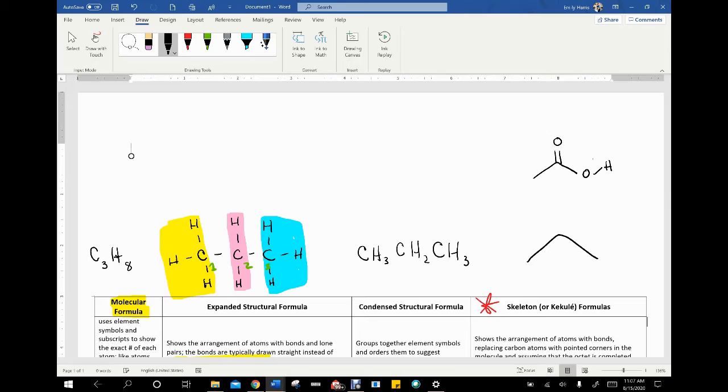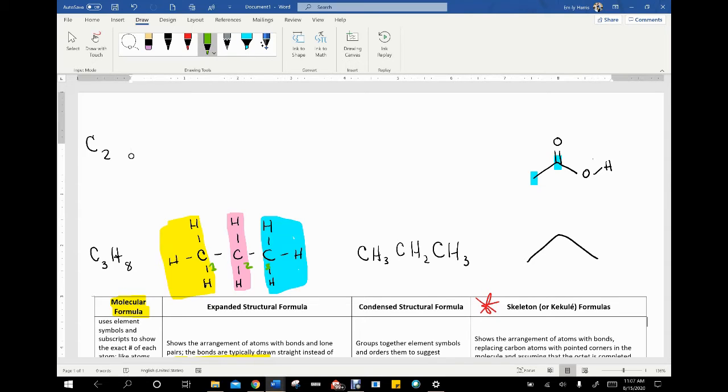All right, so now let's see if we can work our way backwards and fill in the missing pieces from the skeleton or Kekulé formula. Okay, so let's first count and see how many of each element we have. We know that each point on a line represents a carbon. So far, for our molecular formula, it looks like we have 2 carbons. Now, what we have to do is figure out how many hydrogens we're going to have.